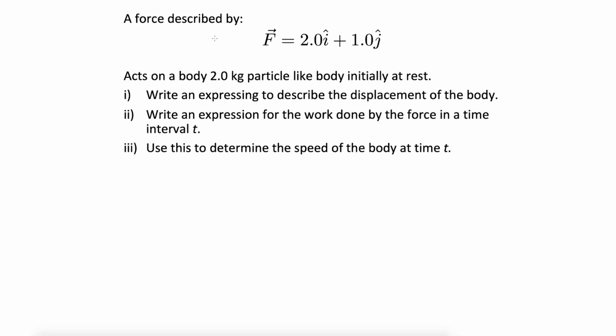So in this question, we have a force described by 2i plus 1j acts on a 2 kilogram particle-like body initially at rest. So we've got u is equal to 0. Now in part 1, it says write an expression to describe the displacement of the body. Okay, so this is actually slightly challenging because we're going to have to get the acceleration and then integrate it a couple of times to get the displacement.